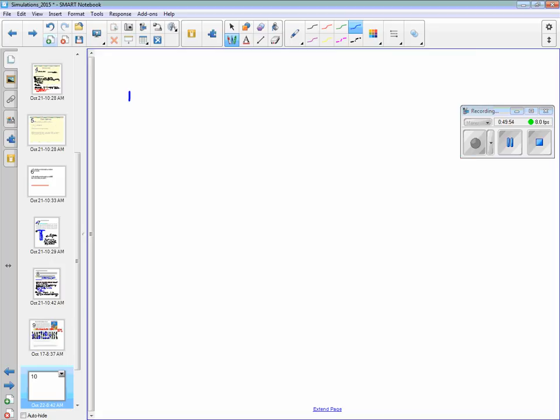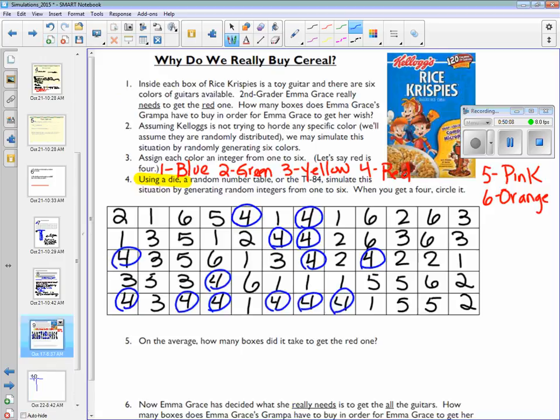Let's see. So we have trial 1. We'll say trial number, and then the number of outcomes. Trial 1 had 1, 2, 3, 4. My trial 1 had 5. Would you agree? It had to buy 5 boxes until I got my first red guitar. So this is trial 1. I'll highlight it in yellow so you know, but this is going to be trial 1, and it was 5. Look on yours and tell me what your outcome was.